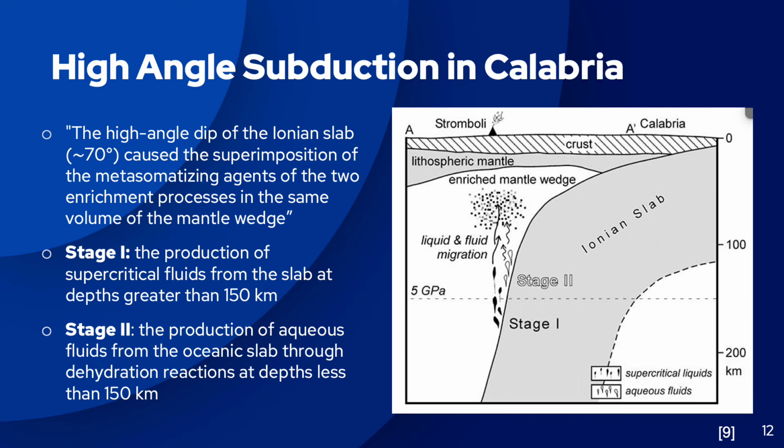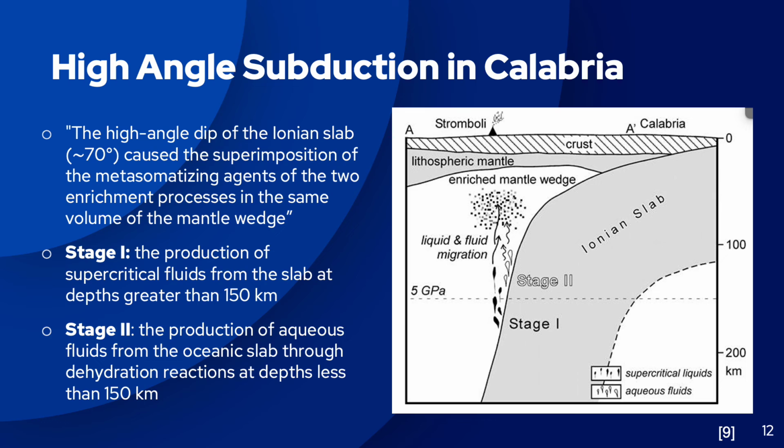The high angle of subduction that is present in Calabria has resulted in high geochemical diversity of magma through the superimposition of the metasomatizing agents of the two enrichment processes in the same volume of the mantle wedge. It also means that dehydration reactions can occur at much greater depths along the mantle slab boundary.